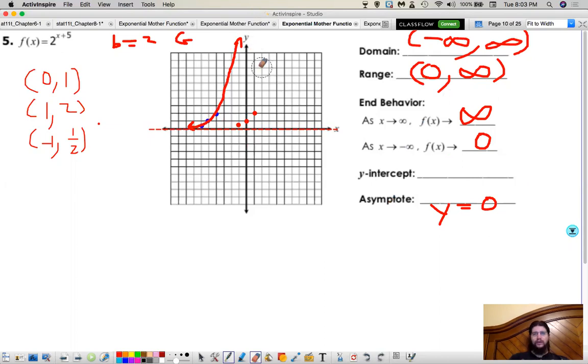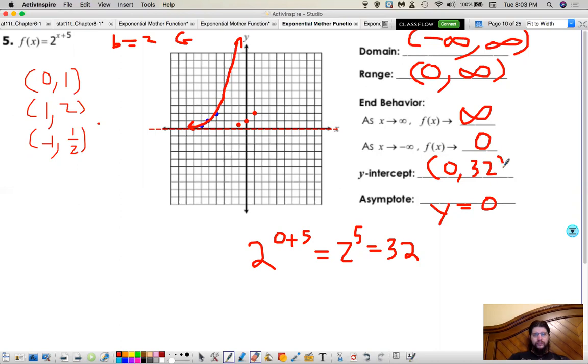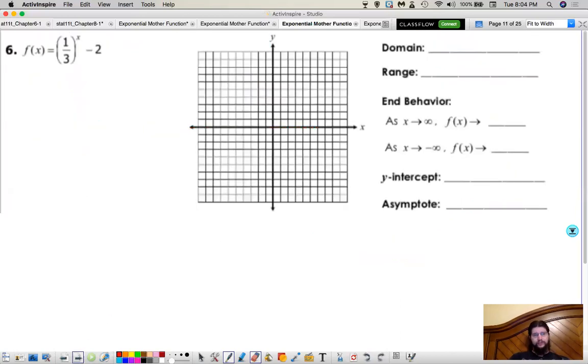How do I figure out what my y-intercept is? Let x be 0. So if I plug in 0 for x, let's see what happens. I get 2 to the 5th power, which of course is 32. So my y-intercept is 0, 32. Asymptote, well, let's see, it's still right there on my x-axis. It hasn't changed. So for this particular transformation, the only thing that we changed really was our y-intercept. Everything else remained the same. Let's look at the next one.